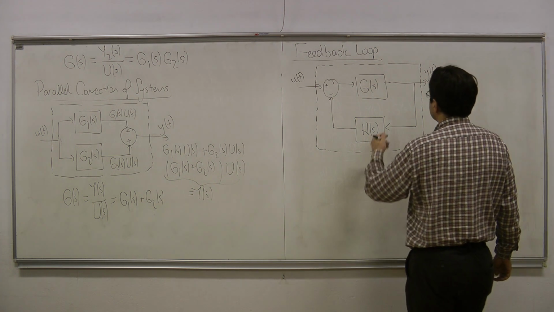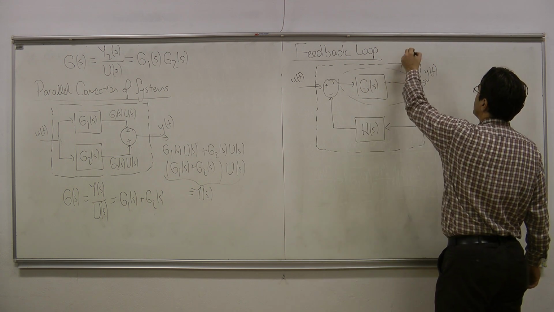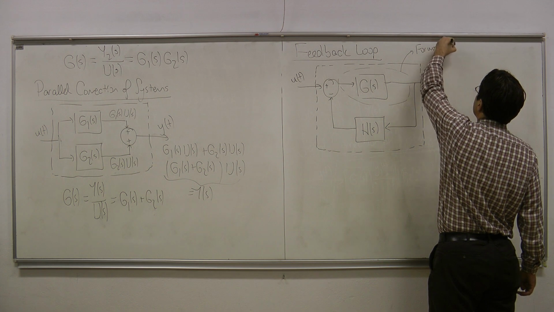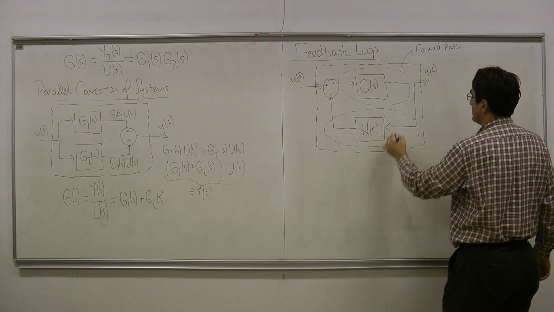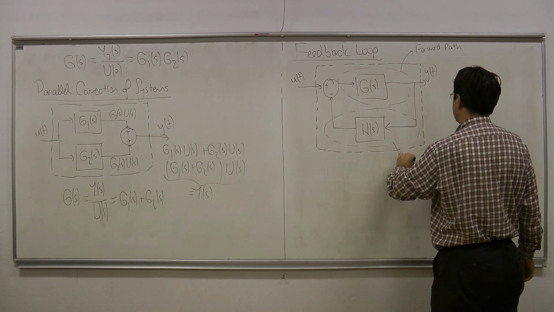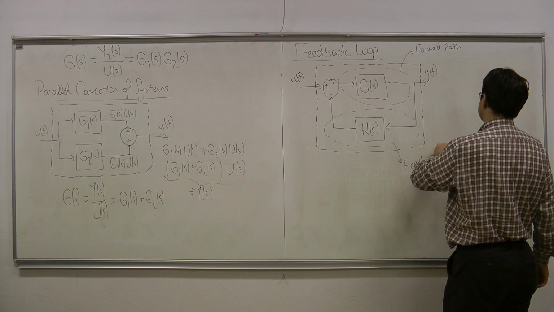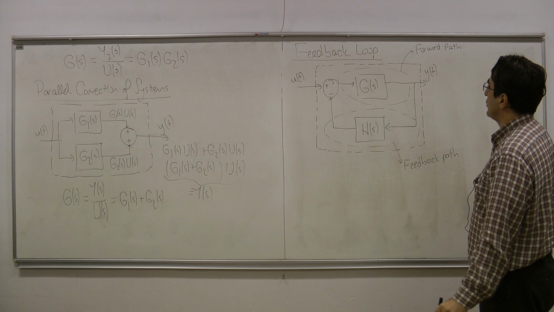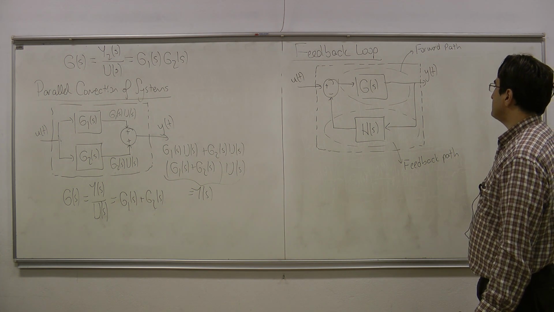All right? And this loop has two parts. The first part is this. This is called the forward path. And the second part of the loop is this. This part is called the feedback path. Okay? And we are wondering again about the overall transfer function of such a connection.